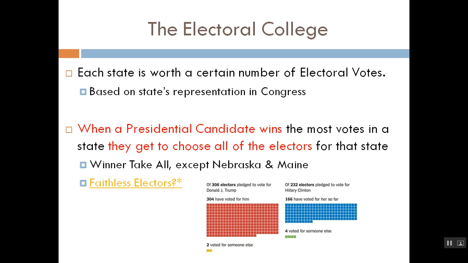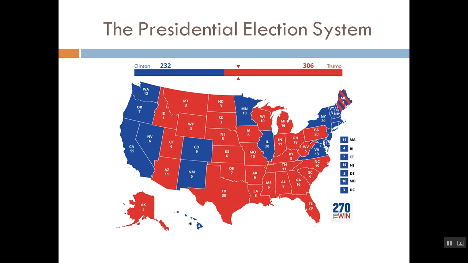Now, I do need to briefly note that I've already told you that every state except Nebraska and Maine uses a winner-takes-all system. So how do Nebraska and Maine handle the Electoral College? Well, basically, they use a proportional system, which means that the percentage of a state's electors that a particular candidate gets to select is going to be proportional to the percentage of the popular vote that he or she received during the November elections.